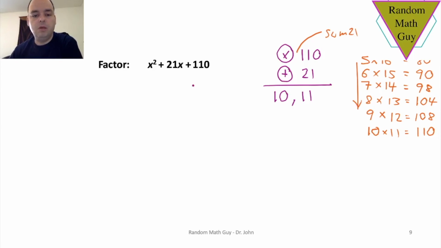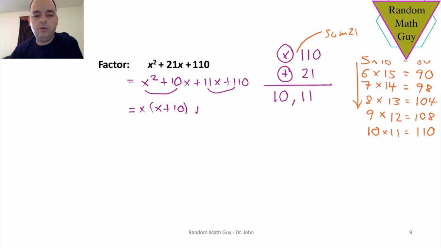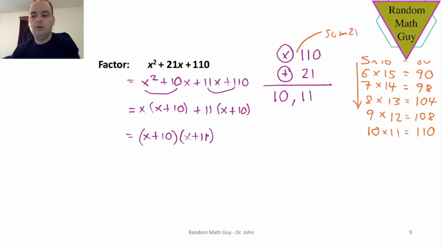Anyway, let's go back here and decompose and factor. So I'll put the 10x and the 11x and the 110. So if we take an x out from the first pair, that's x plus 10. And if we take an 11 from the second pair, that's x plus 10 left over also. So we can clearly see that it's x plus 10 and x plus 11.